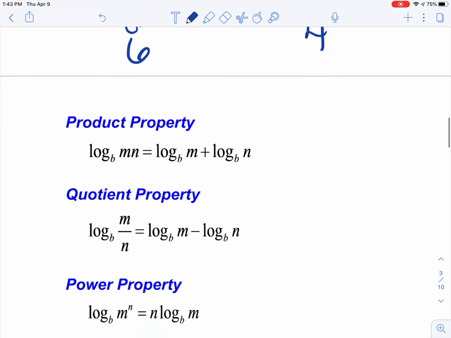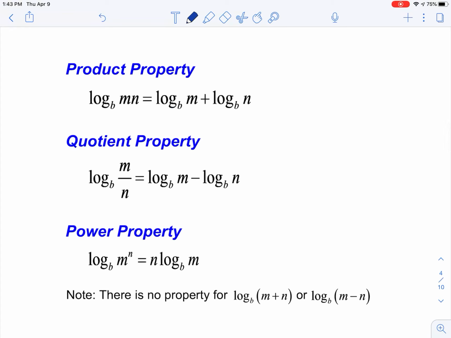Okay, that's review. Now we're going to get into our product property, quotient property, and power property. If you need to, press pause to write these down for notes. Okay, we're back. And what this is telling us is, for the product property, if I have log base b of m times n, I can separate those. I can expand it to be log base b of m plus log base b of n.